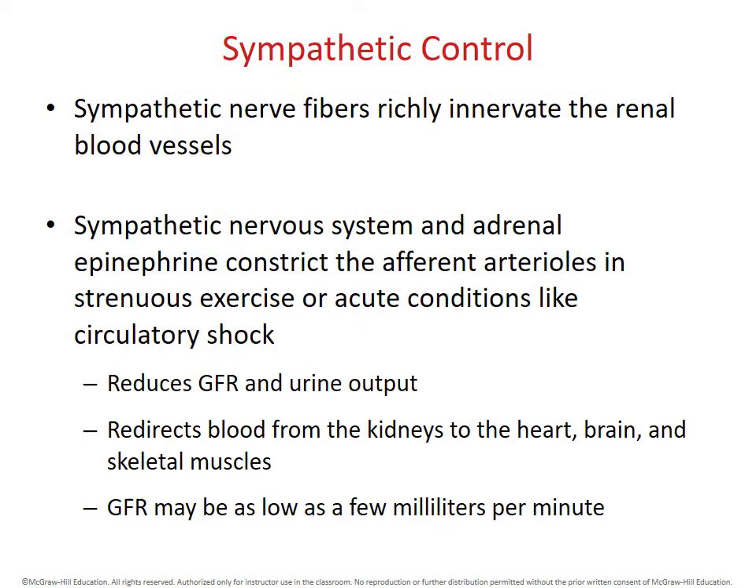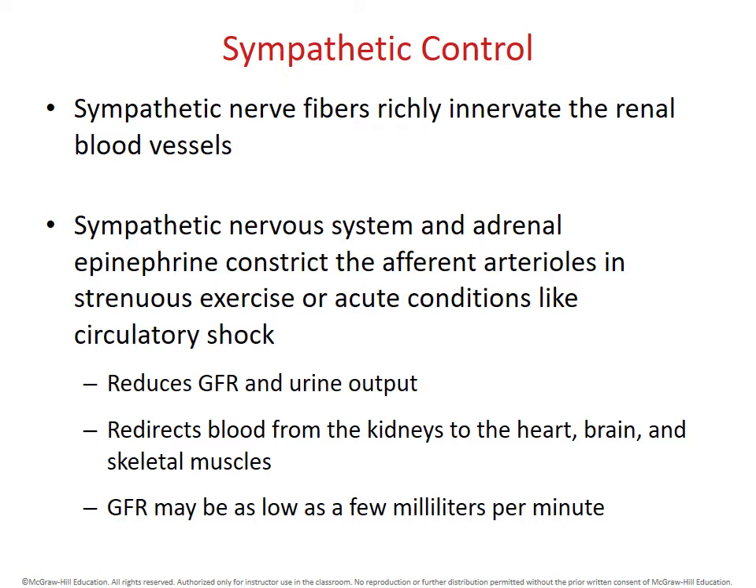So the second overall mechanism that helps regulate glomerular filtration rate is nerve-controlled, specifically sympathetic nervous system regulation. Sympathetic nerve fibers, as you can see here, innervate the renal blood vessels. This includes the major vessels, but also the tiny vessels, such as at the arteriole level. Remember, the sympathetic nervous system releases norepinephrine as a neurotransmitter to its target.